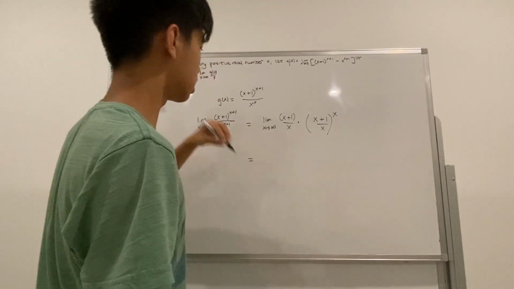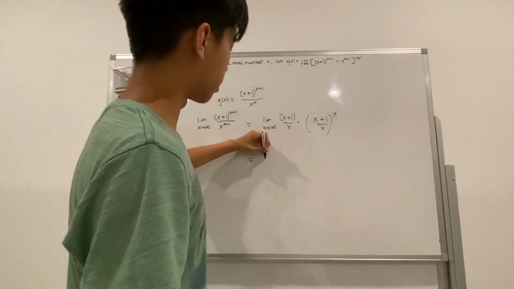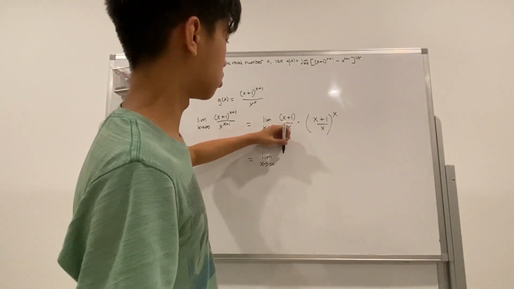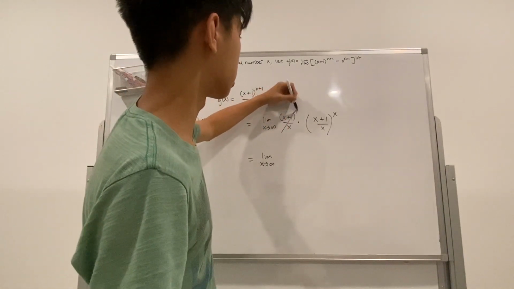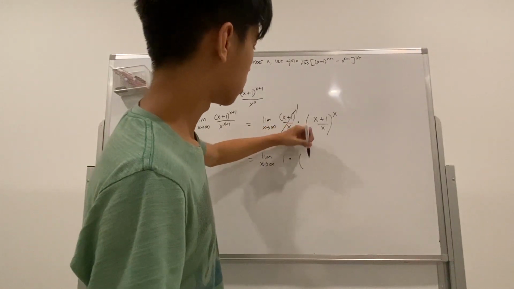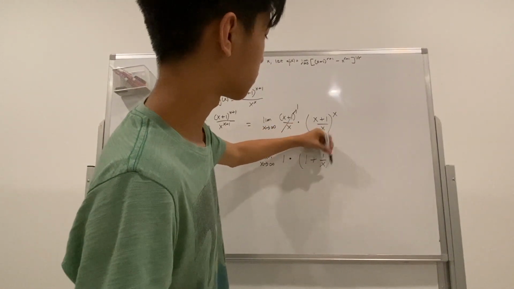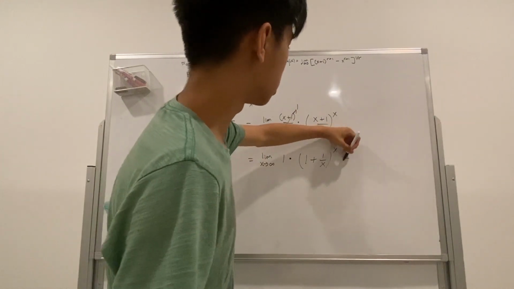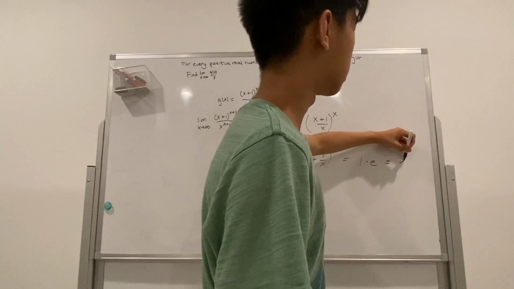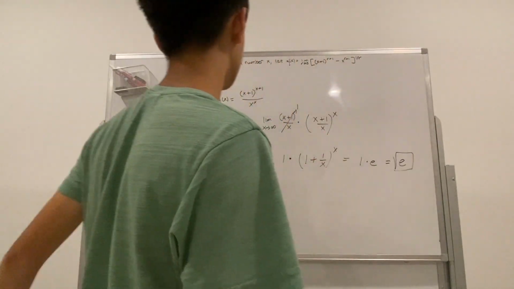Now this may seem very similar to something we've encountered in the past. The first factor goes to 1, because it approaches the asymptote 1. Then we have 1 plus 1 over x to the x power, which we already know is e. So that's 1 times e, or e. That is our final limit, believe it or not.